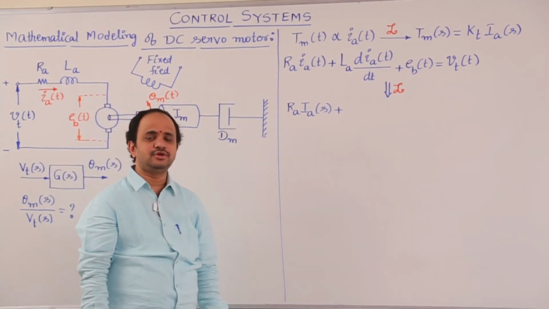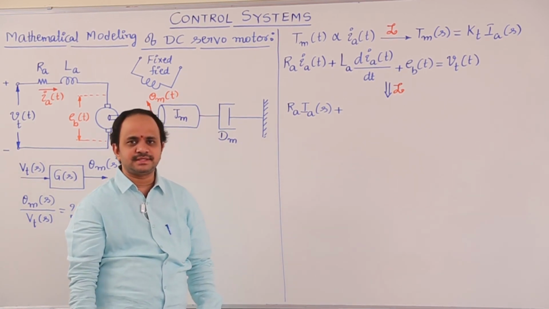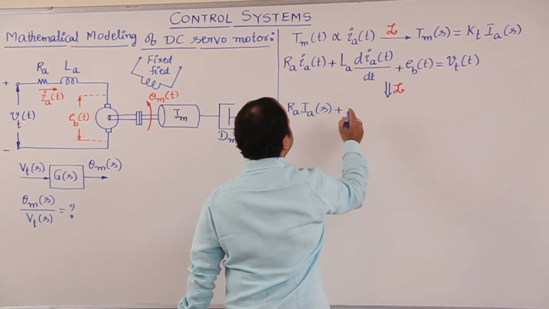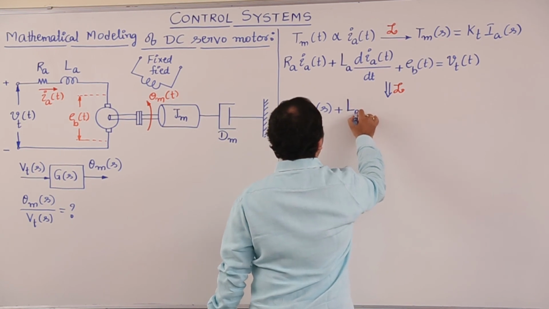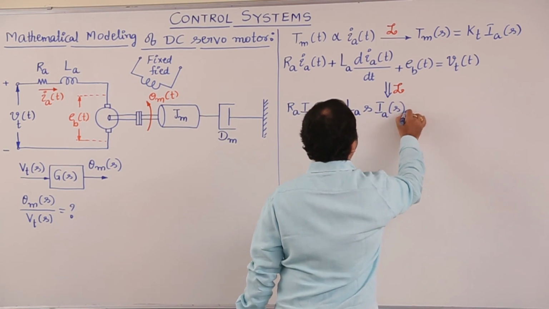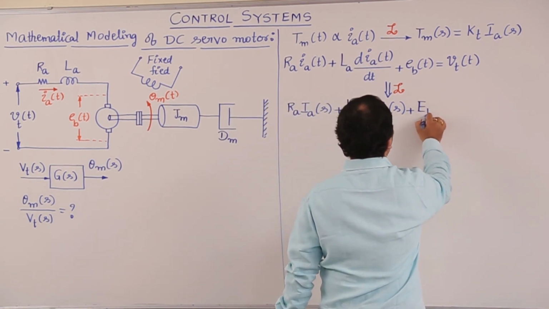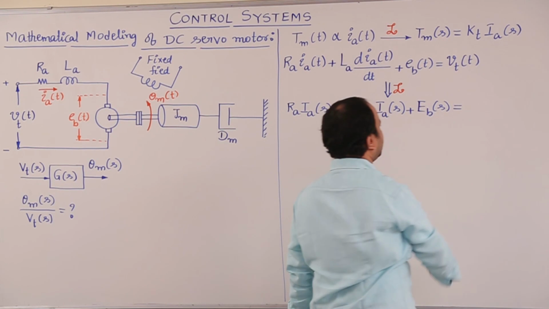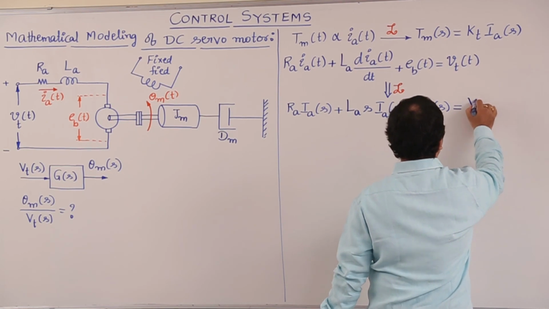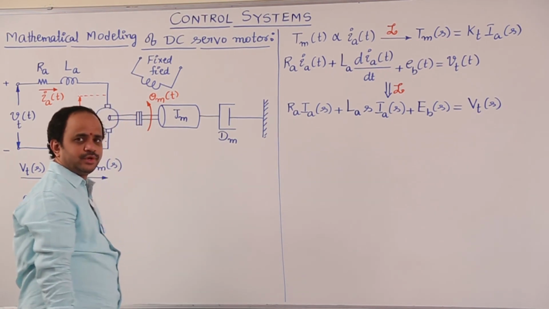Initial conditions are 0 means at the instant t is equal to 0, energy stored in the system is 0. Therefore, with 0 initial conditions, the Laplace transform of this derivative term will be La multiplied with S into Ia of S, plus Eb of S. It is good practice to use capital letters when you are writing S domain functions. Right hand side Vt of S. This is the second equation.